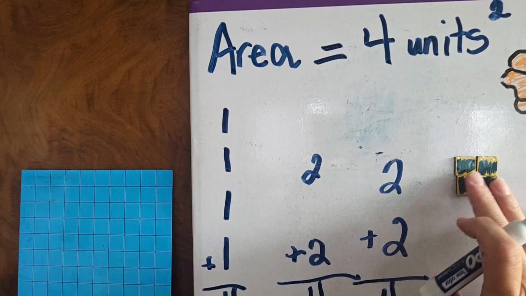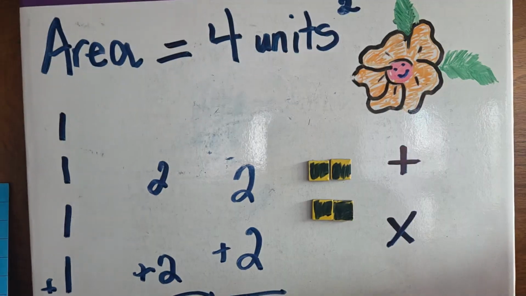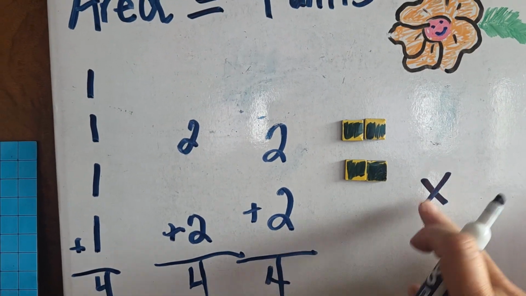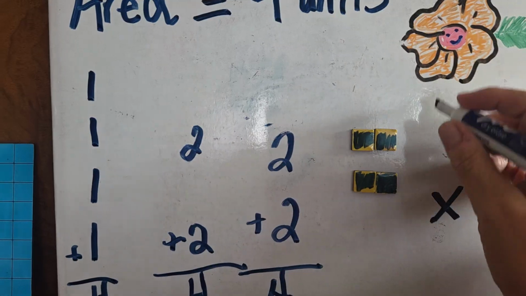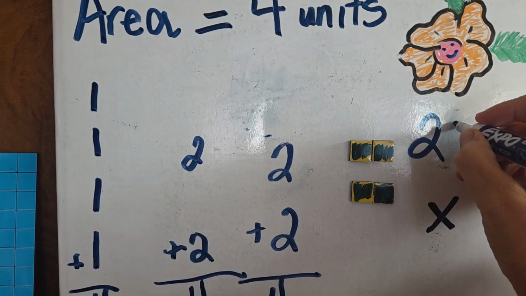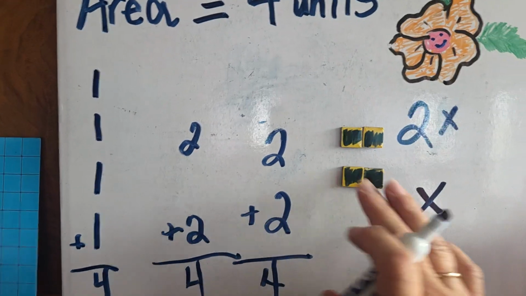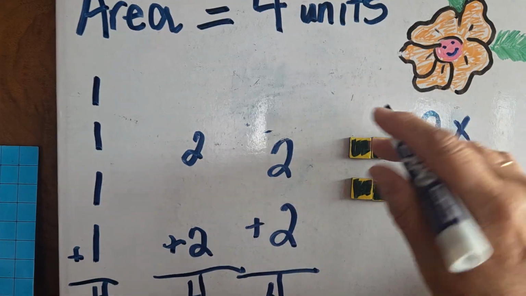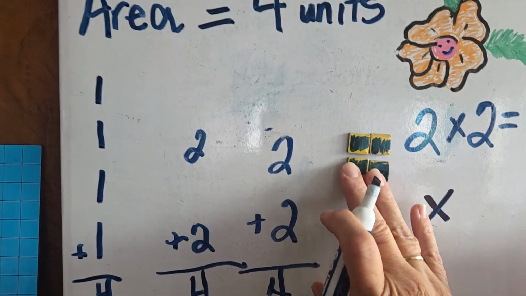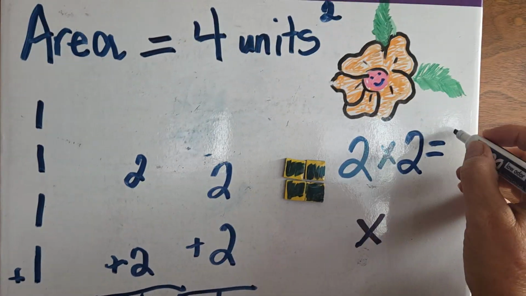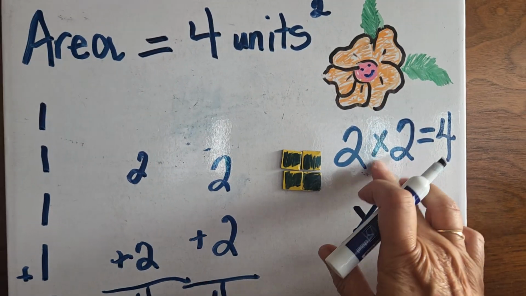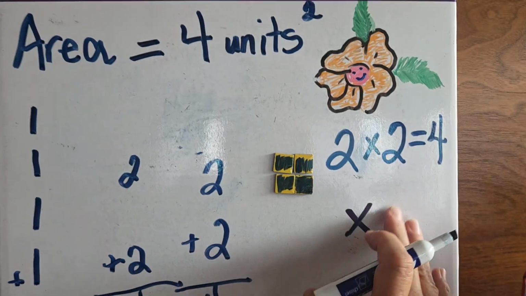Now I want to show you that if we have twos, let's go back to those twos. We're going to think of this multiplication problem. How many groups do I have? 2. 1, 2. 2 groups. And how many is in each group? 2. So what is 2 groups of 2? What does that equal? 4. Yep, we use multiplication, or you can use addition to figure out area.